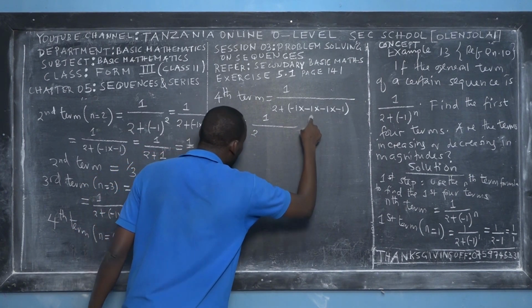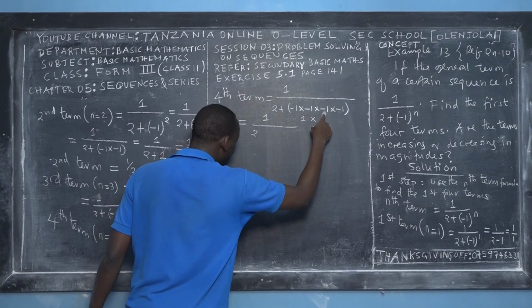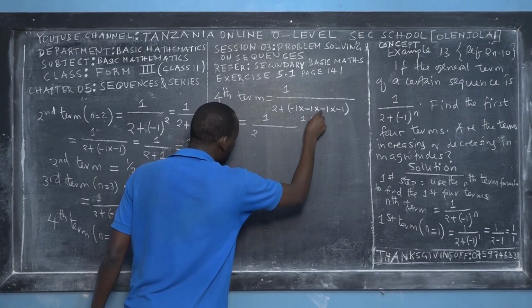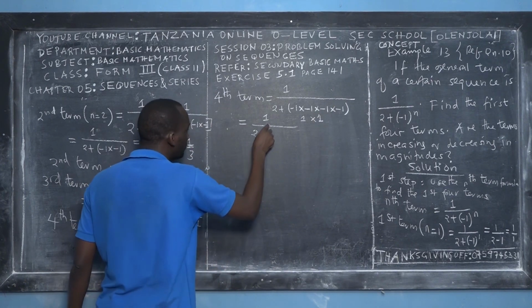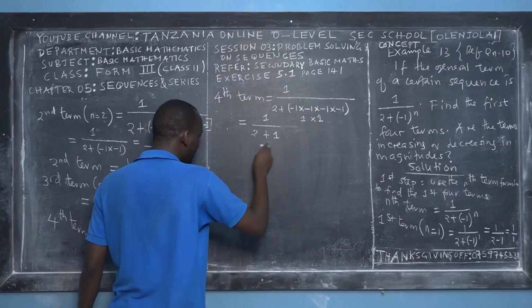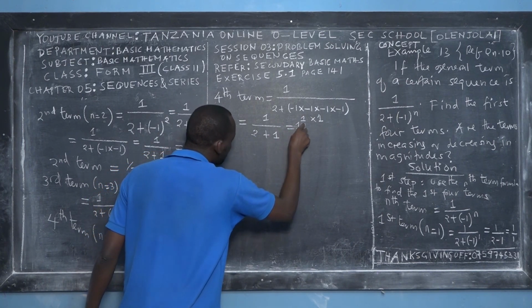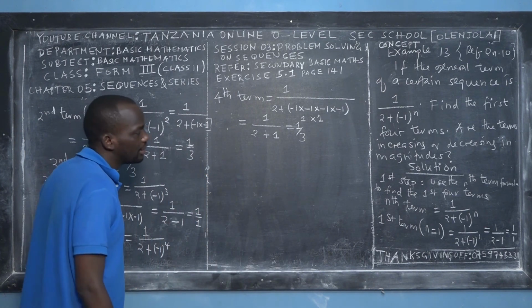Negative 1 times negative 1 is positive 1. Then times negative 1 times negative 1 is positive 1. Positive 1 times positive 1 is what? Is positive 1. So it becomes 1 over 2 plus 1. And the response is what? 1/3. So that will be the first term.